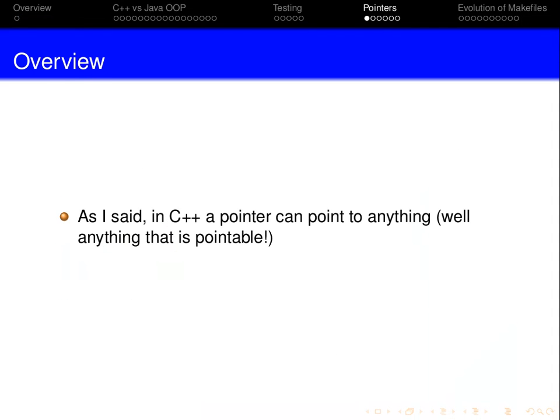Okay, let's go over pointers again. Hopefully this time it'll go super fast. So a C++ pointer can point to anything. Well, of course, anything that's pointable.